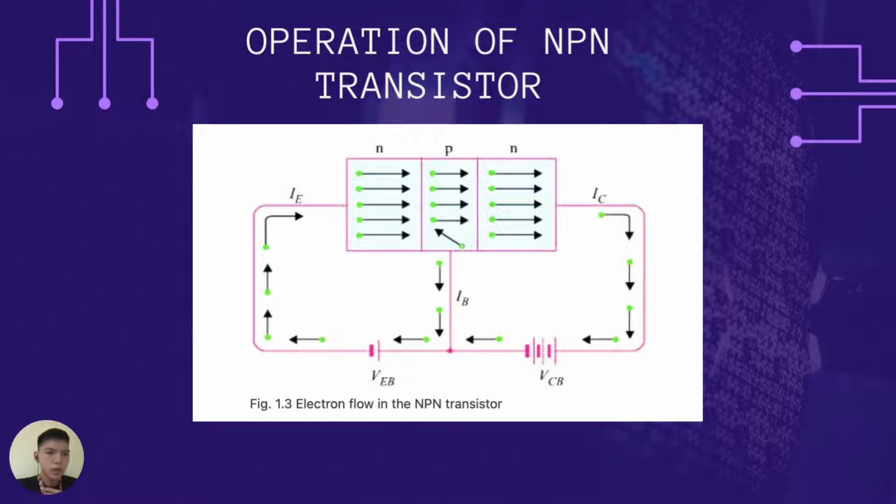So from your IE, in your collector, your N-type, the majority carrier is your electrons.